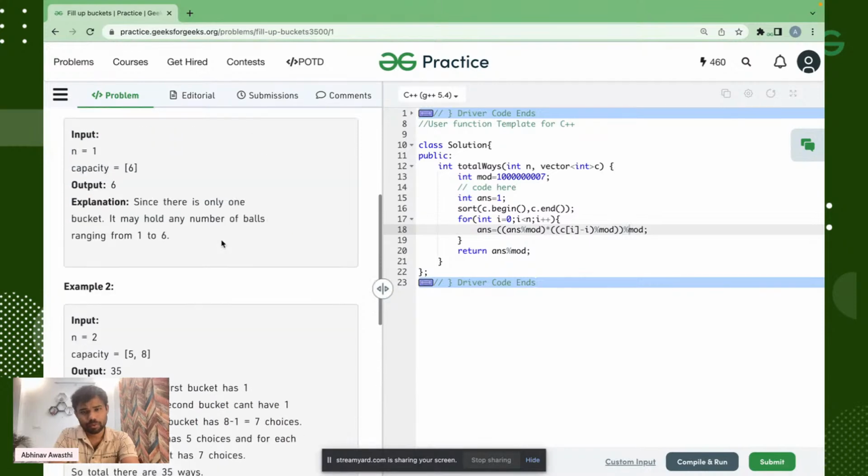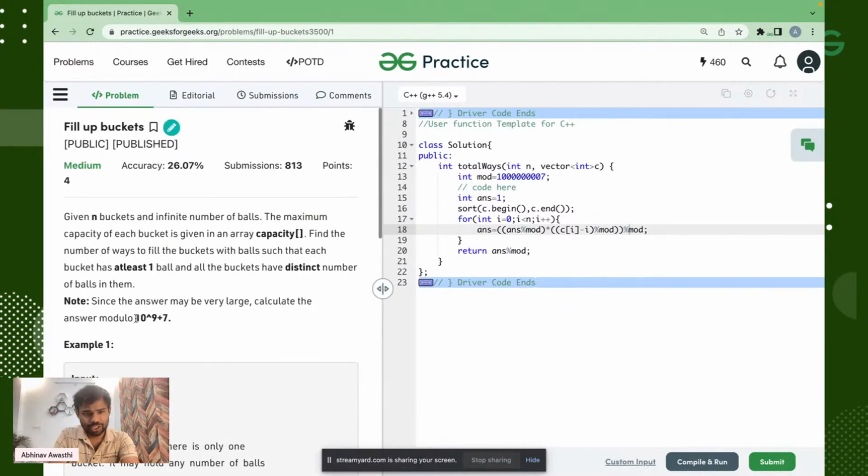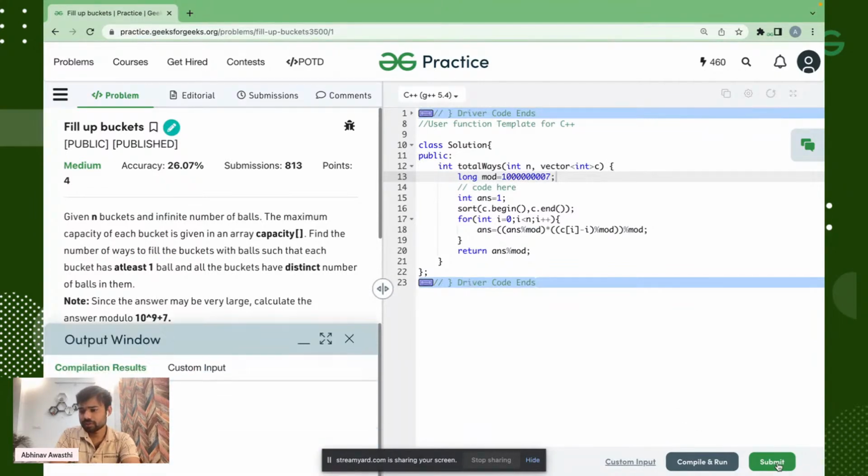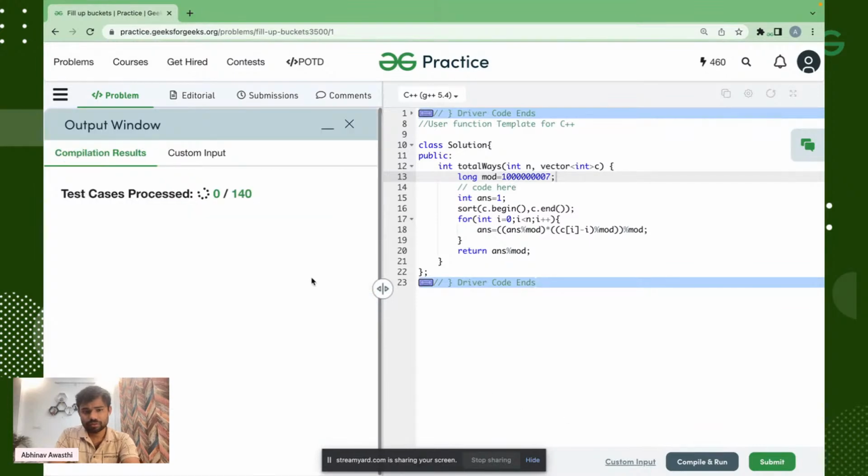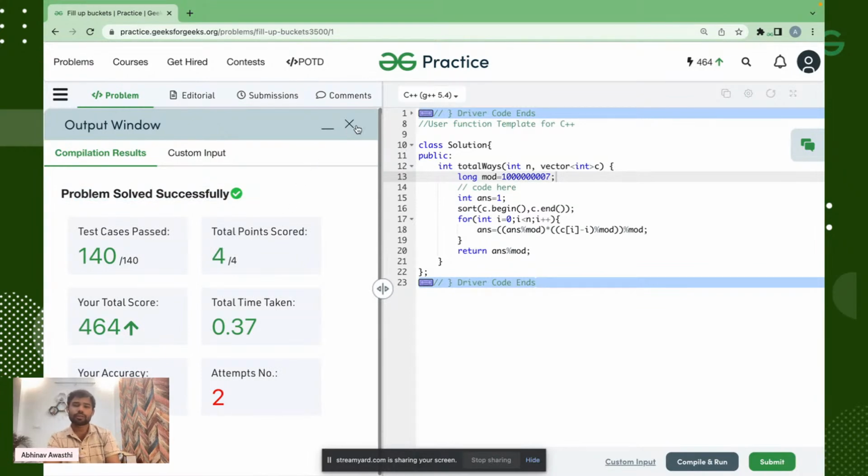Mod, yeah, it's the mod problem. It's 10 to the power 9 plus 7. Let me see. Let's take this mod in long. I've missed one thing. Yeah, that was the problem that we have to take mod in long.